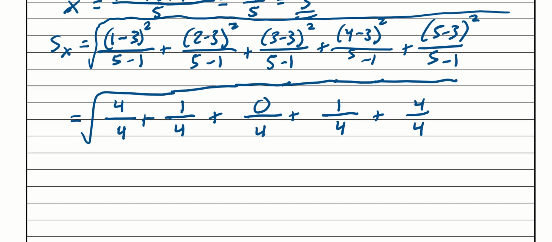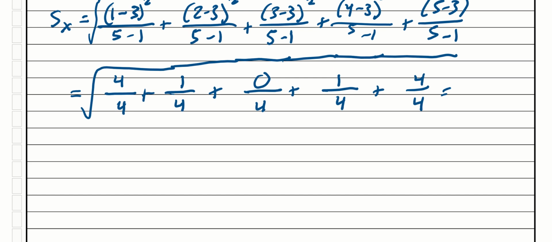So I have all these fractions here. These can all be added together, and that kind of goes back to the idea that we talked about with adding fractions. I can do that as long as the denominators are all the same. So I add these all together. I get 4, 1, 0, 1, and 4. And if I add all that together, I get 10 over 4. So I want the square root of 10 over 4.